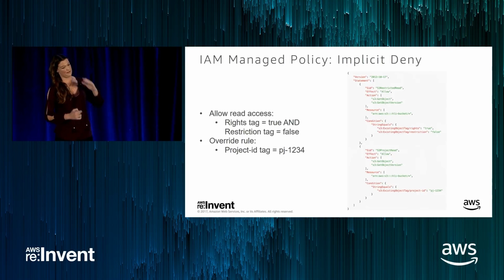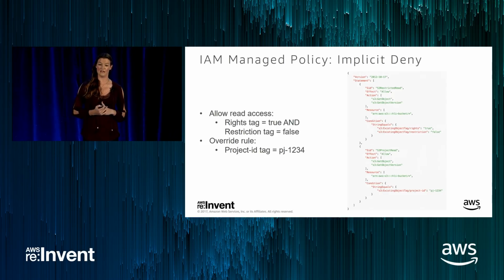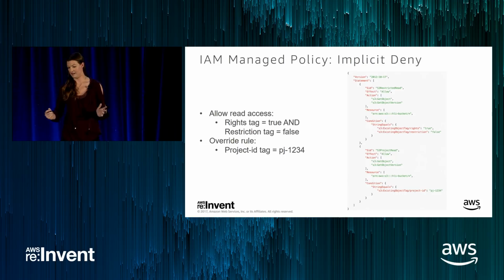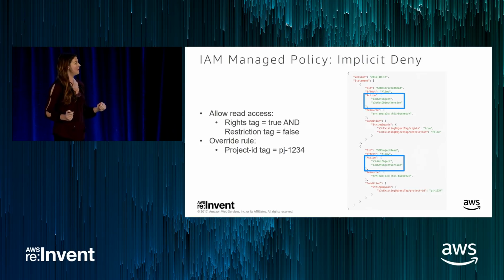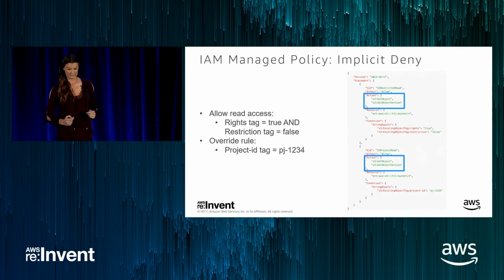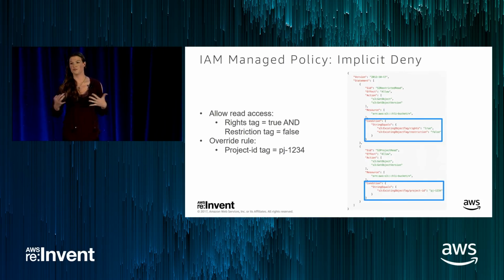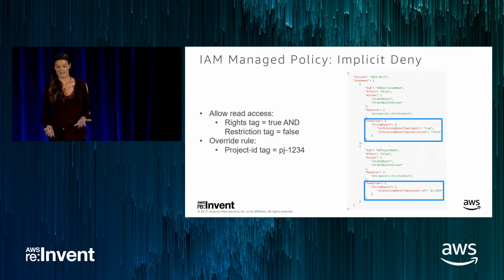Now here's an example of implicit deny policy. So the implicit deny policy, we actually broke it down into 2 separate statements to show not only can you do it in one statement, but you can do it in 2 statements and separate the conditions. So again, we're controlling access to the object and all of its versions. And then we're saying, hey, if rights is true and restrictions is false, then we have access to this data. So we allow access on that.